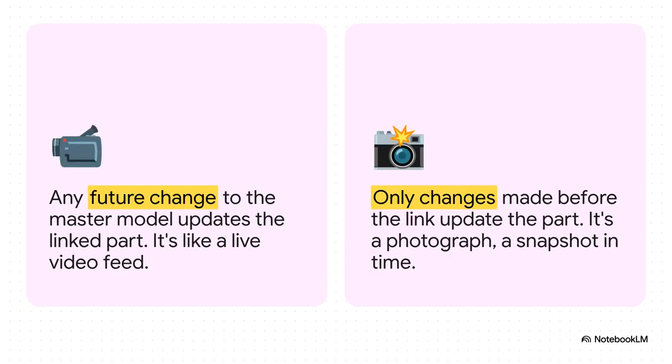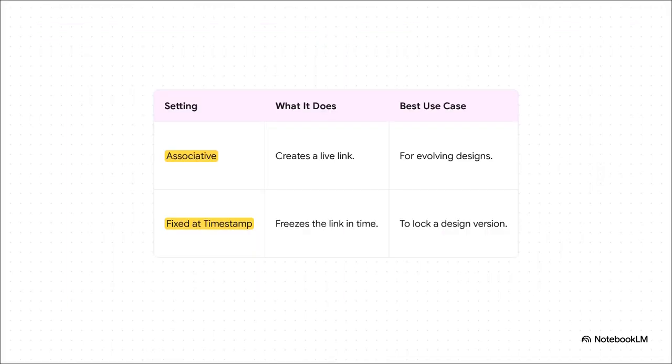But this next setting is the real game changer. It's called fixed at current timestamp. This is where the magic happens. Instead of a live feed that's always on, you're taking a photograph. The link becomes a perfect snapshot, totally frozen at the exact moment in time that you created it. So just think about the kind of control this gives you, right? Associative is the if the parts are linked at all. But fixed at timestamp is the when. When does that link stop paying attention to new changes? This is how you lock in a design version and protect it from anything that happens later.